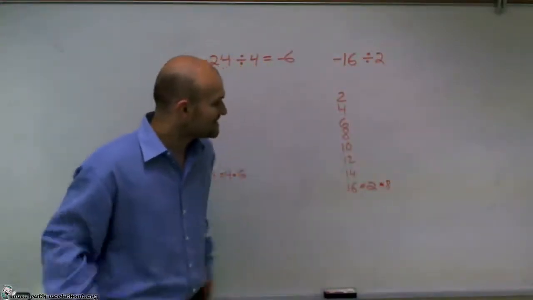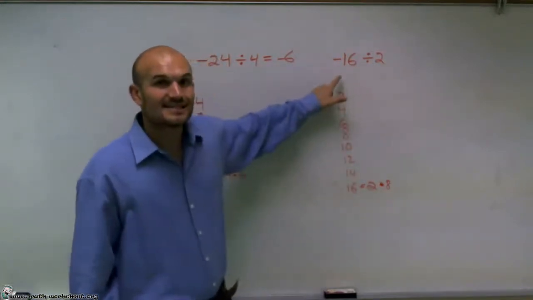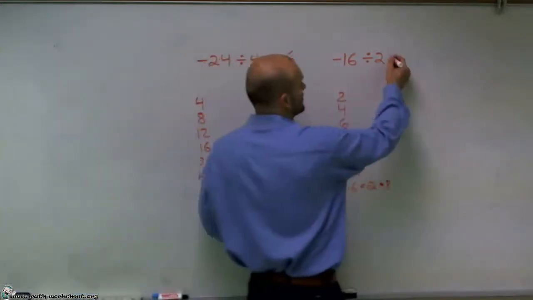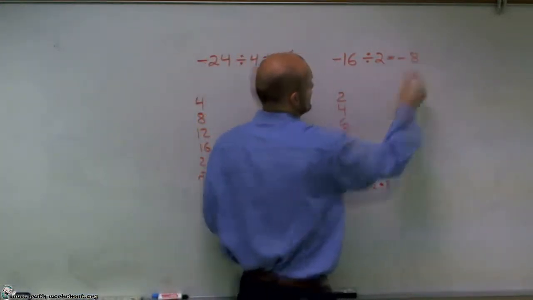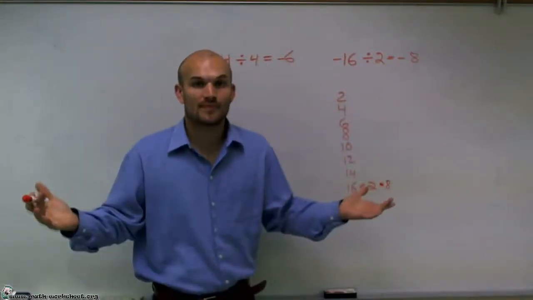But so we have 16 equals 2 times 8. So what that means is 2 goes into 16 8 times. But since that's a negative 16, we're going to say it goes in there negative 8 times. Well, ladies and gentlemen, that is how you define the quotient by dividing numbers.